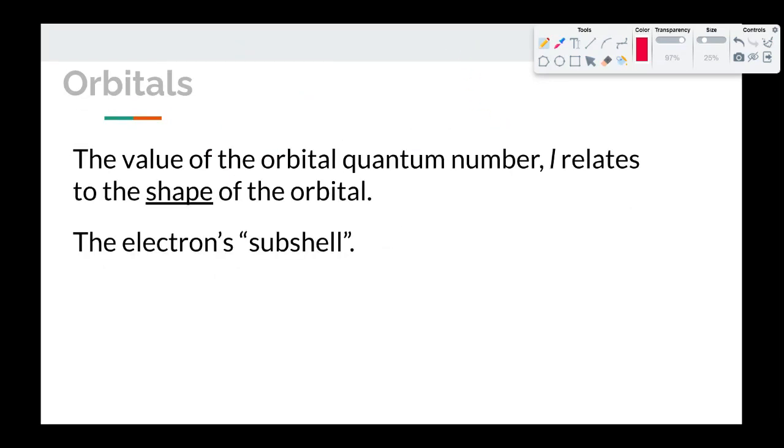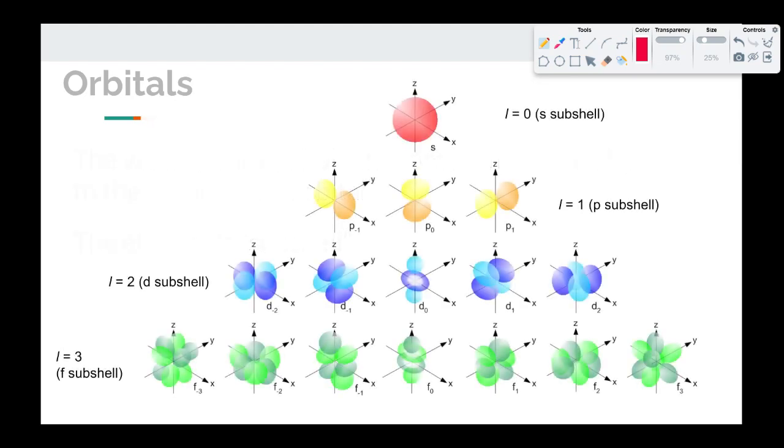The value of the orbital quantum number relates to the shape of the orbital. So there's this pattern: whatever l is, like we saw when l is 0, that means a spherical orbital. It kind of dictates what the shape of the orbitals are going to be. This is also called the electron's subshell, whatever the value of l is. So here's how the shape thing works out. When l equals 0, as we've already seen, that's spherical. That's called an s subshell. We give it a little shorthand.